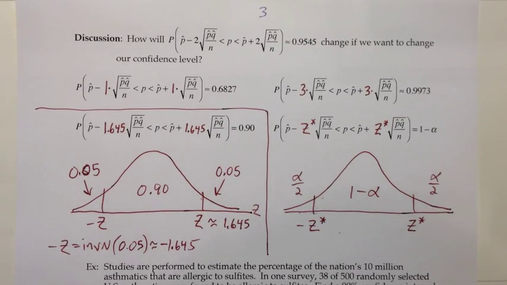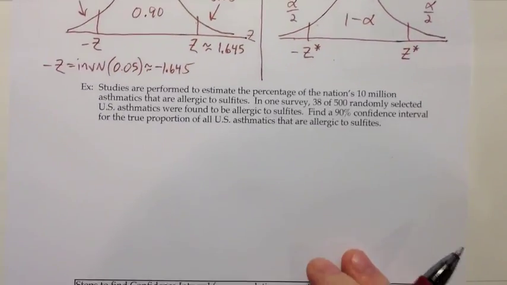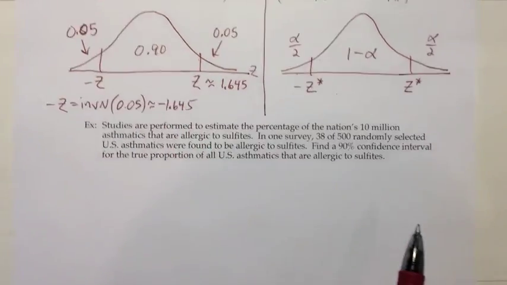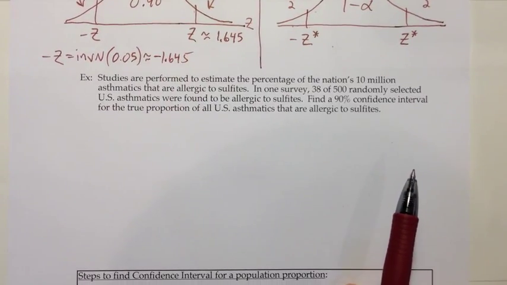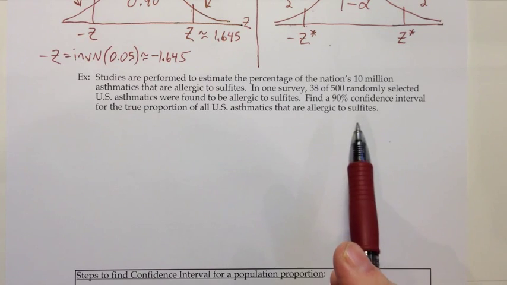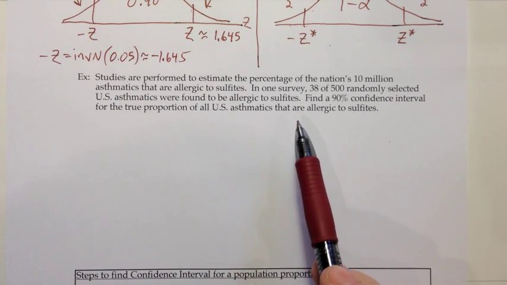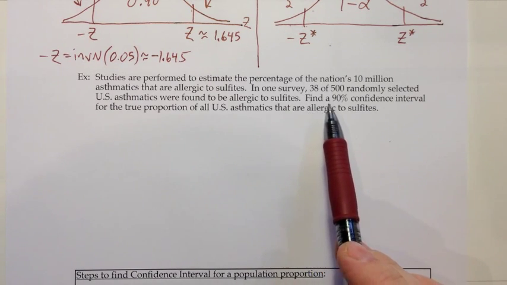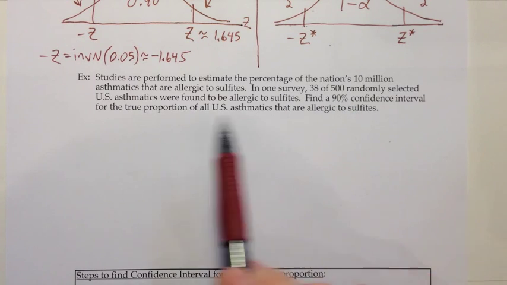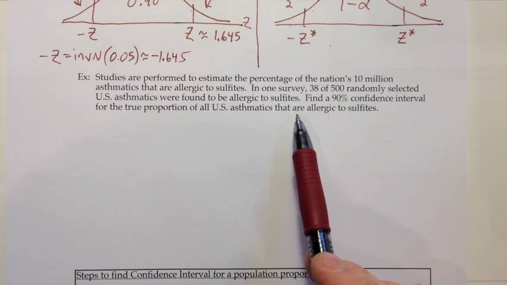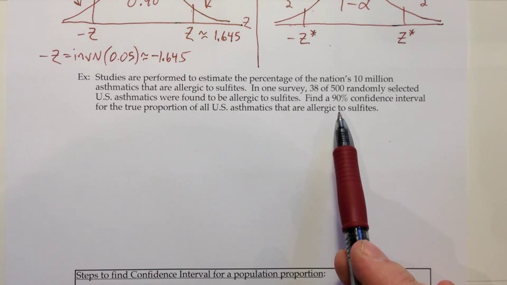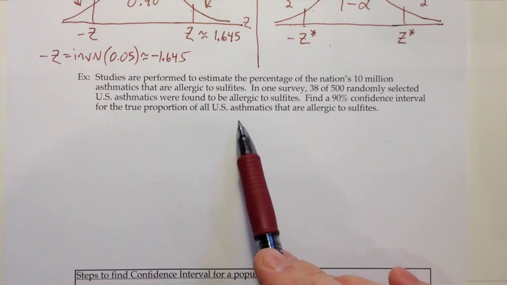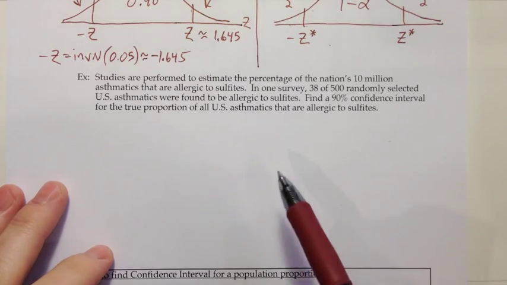Alright, let's go ahead and look at an example that uses this new 90% confidence level that we developed right up here. So studies are performed to estimate the percentage of the nation's 10 million asthmatics that are allergic to sulfites. In one survey, 38 of 500 randomly selected U.S. asthmatics were found to be allergic to sulfites. Find a 90% confidence interval for the true proportion of all U.S. asthmatics that are allergic to sulfites.